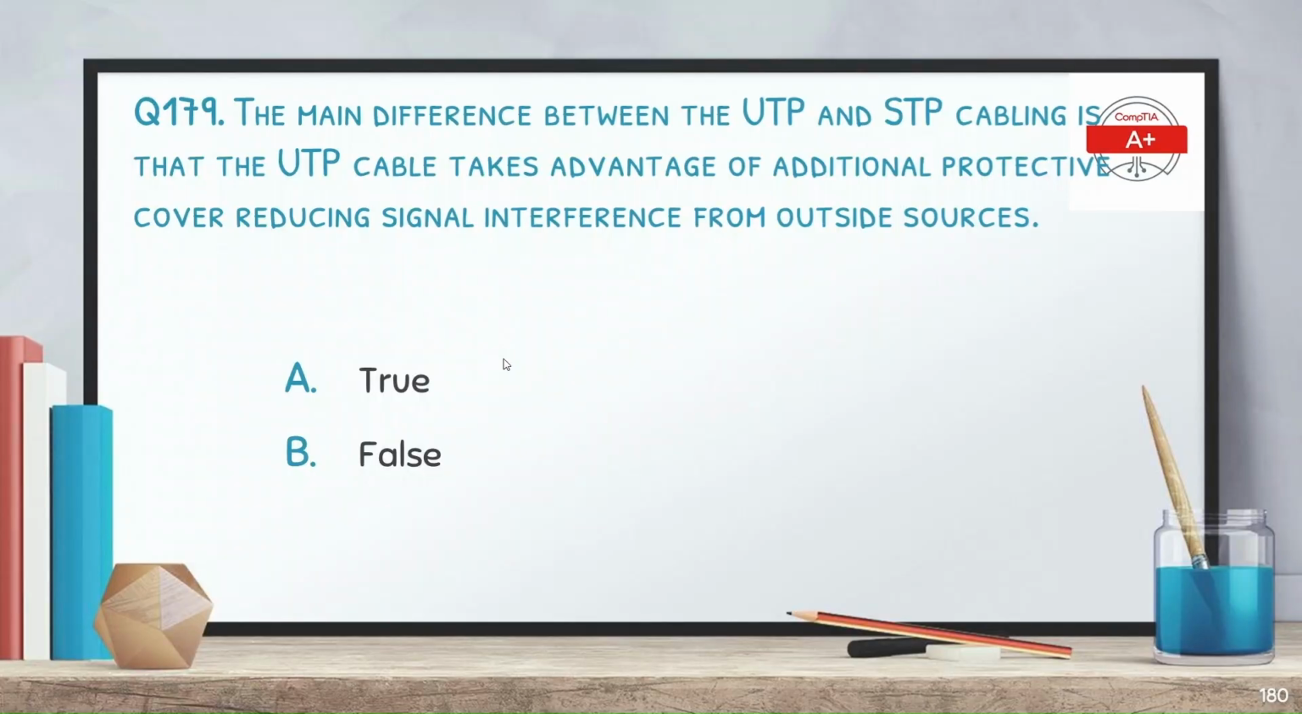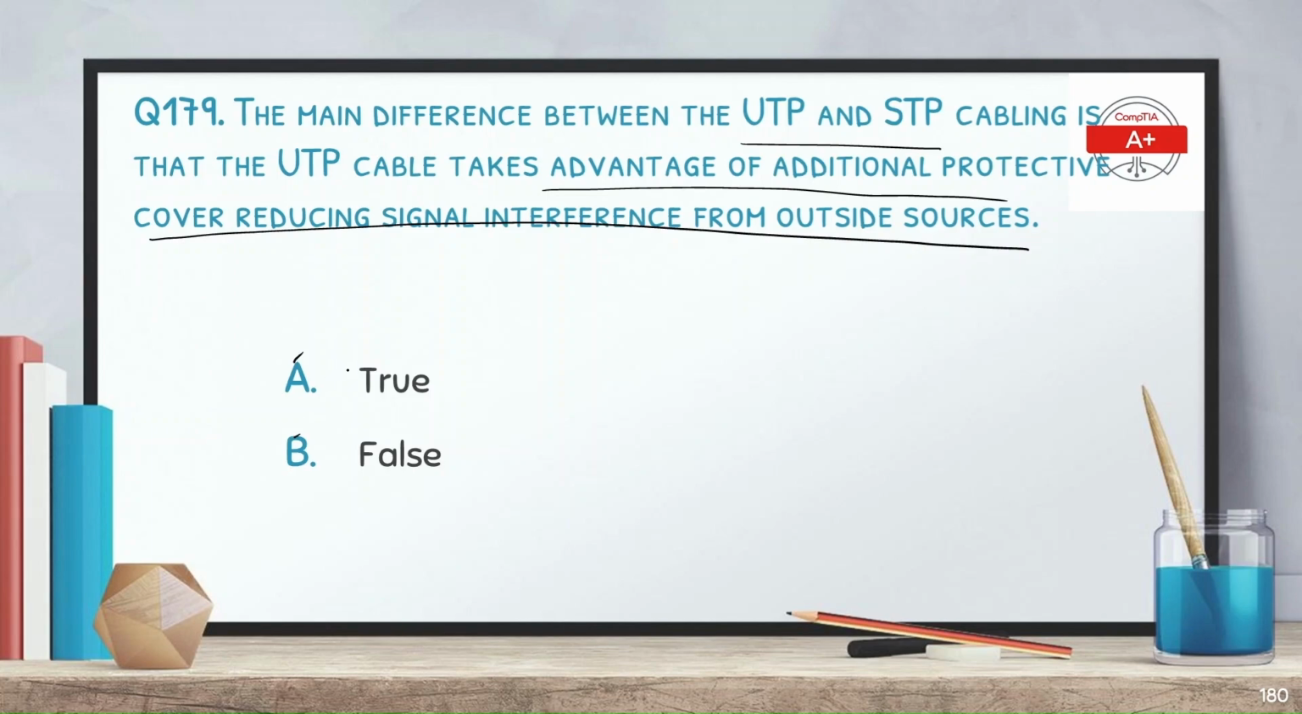Question number 179 is that the main difference between UTP and STP cabling is that UTP cable takes advantage of additional protection for reducing the signal interference from outside sources. Again, the options are true and false. And the correct option is false. So the extra protective shield is actually on the STP. That's why the STP is shielded twisted pair.